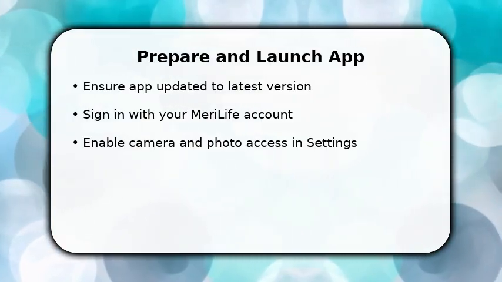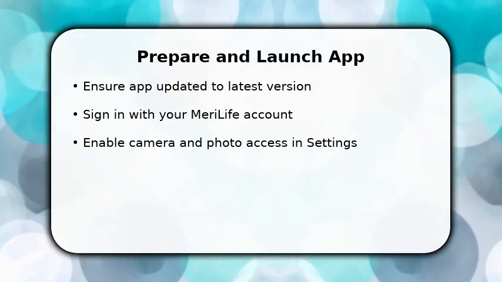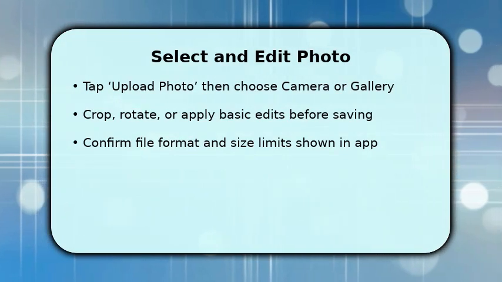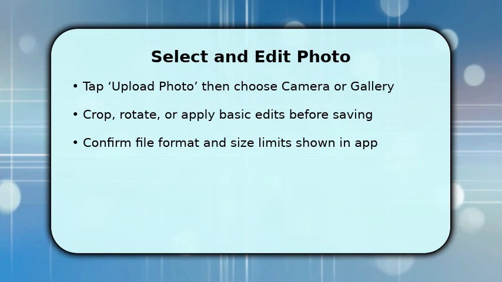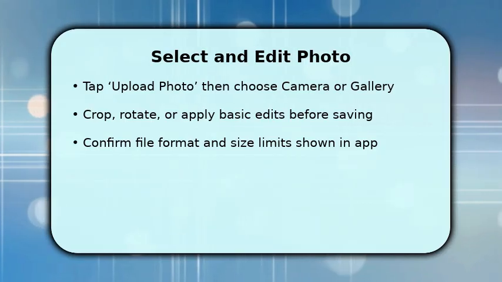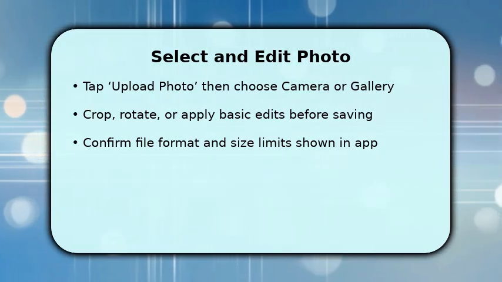Now that access is set, choose whether to take a new photo or select from your gallery and proceed. After choosing camera or gallery, pick the highest quality image you need. You can crop, rotate, and apply simple edits. Do that now to meet any aspect ratio or content guidelines.